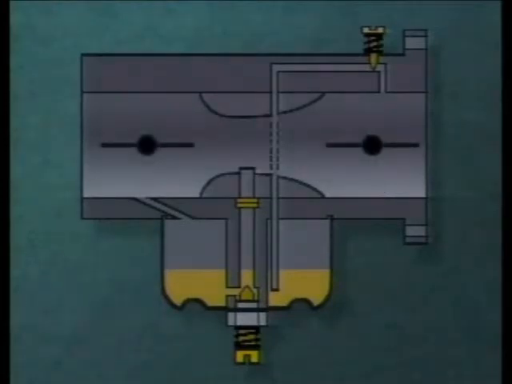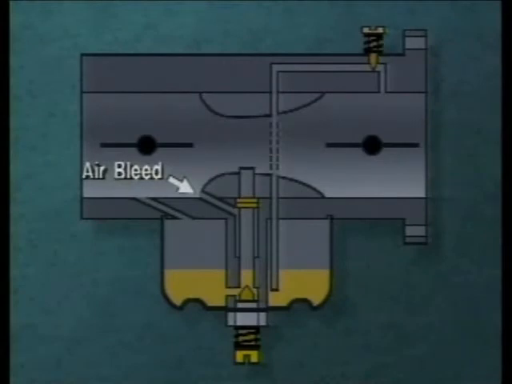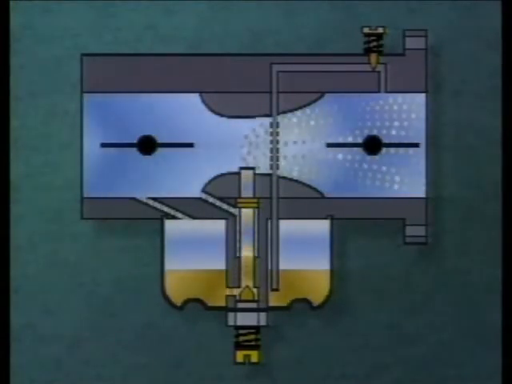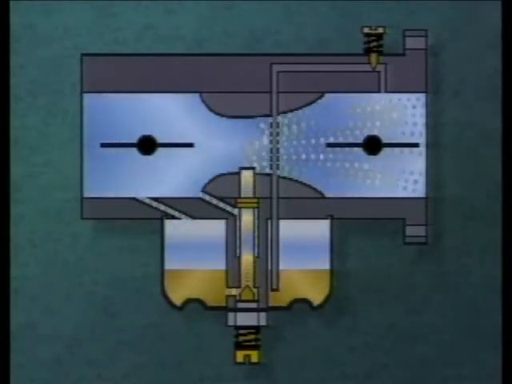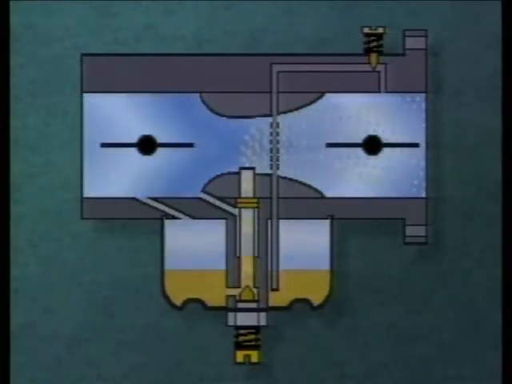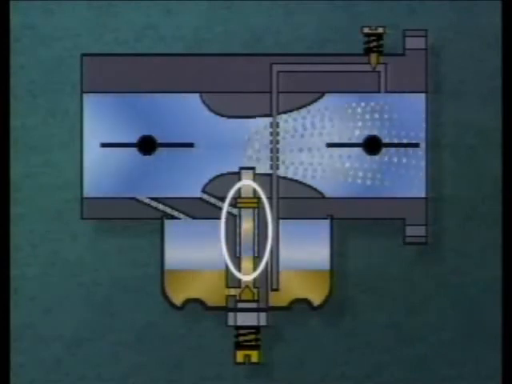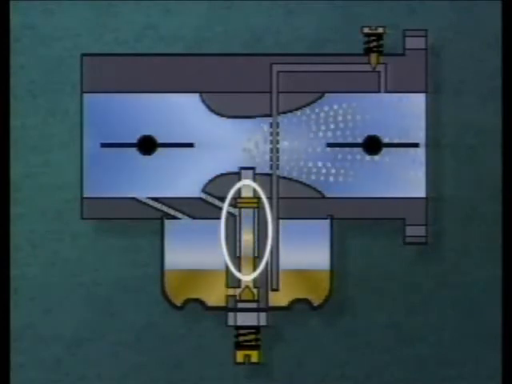However, we can still make a few improvements. For example, a choke system to make cold starting easier. Another modification, which will allow the engine to run more efficiently, is the addition of an air bleed to the main nozzle or emulsion tube. The air bleed allows a metered amount of air to enter the tube along with the fuel and starts to break up or vaporize the fuel before it even enters the venturi.